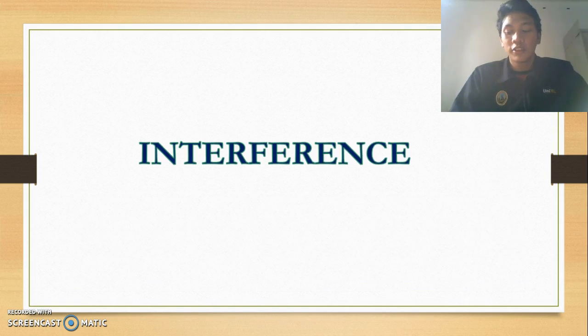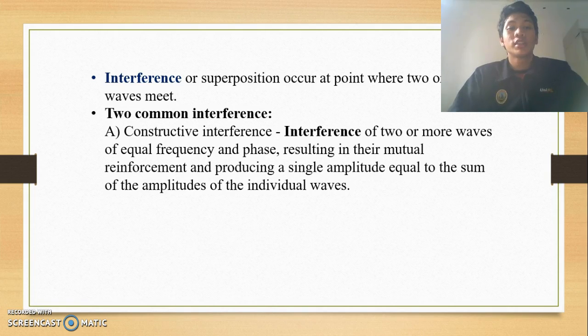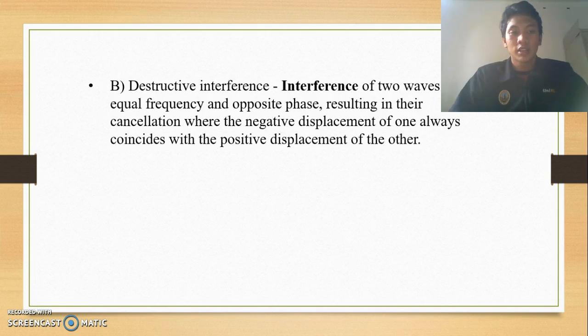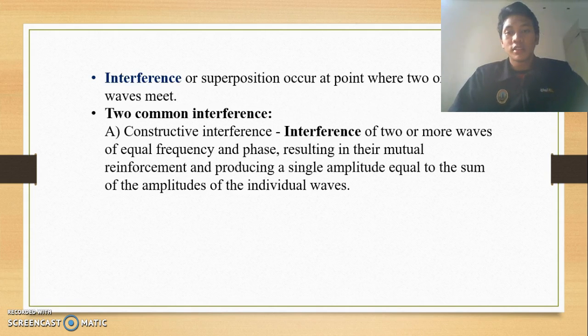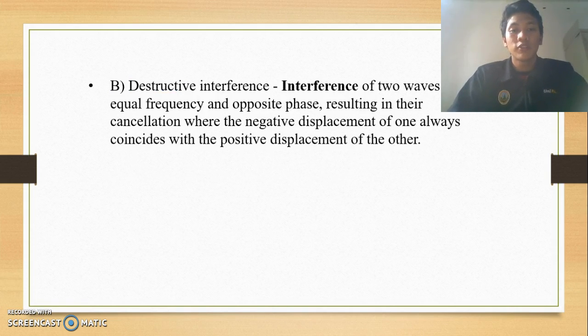So interference. Okay, interference or superposition occurs at a point where two or more waves meet. There are two common interferences: constructive and destructive. Constructive is two or more waves of equal frequency in phase resulting in their mutual reinforcement, producing a single amplitude equal to the sum of the amplitudes of the individual waves. While the destructive is two waves of equal frequency in opposite phase resulting in their cancellation, where the negative displacement of one always coincides with the positive displacement of the other.